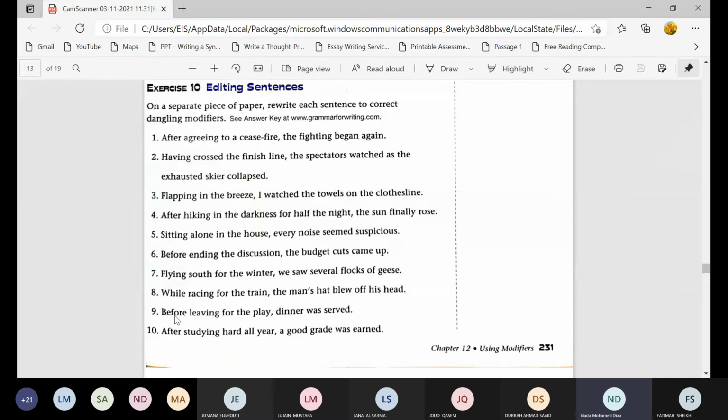Who left for the play? Add people. You have to add people, because the dinner will never leave for the play, dear. Before leaving for the play, they modifies dinner. Before we left for the play, dinner was served. Before leaving for the play, we had our dinner. Because before leaving for the play, we'll modify we. Again, dinner was served. Okay, this is a correct sentence, but before leaving for the play is an adjective clause that modifies dinner. So the dinner left for the play? No. So before leaving for the play, we had our dinner served.